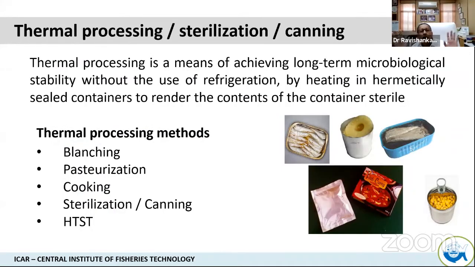You see, when I'm talking of thermal processing, sterilization or canning, a lot of things: blanching, pasteurization, cooking, canning, high temperature, short time. Depending on the product, you can choose what you want. If it is a product which does not require too much heat, because it will affect it, you can go for pasteurization. If it can withstand high temperature, short time, then nothing like that. Canning, when you're exposing it to heat for a longer time, again, it will affect the quality. But if you increase the temperature and give a short time, the quality is much better. So we need to optimize all these processes.